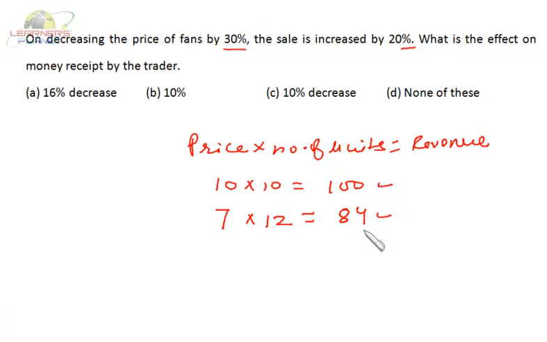So what is the decrease? That is 16. And since the base was 100, it is directly 16%. Even you can do this calculation mentally. I hope you are clear. So 16% decrease.